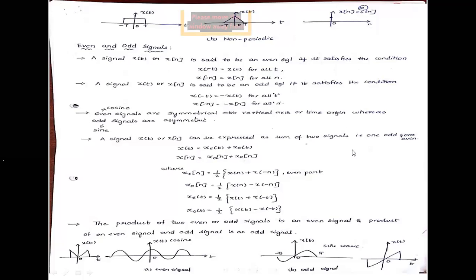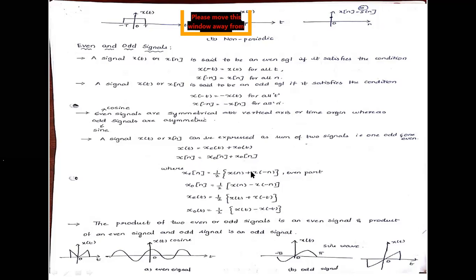The sum of the two signals, odd and even: let x of t be equal to xe of t as an even function plus xo of t as an odd function, for continuous. And for discrete, it is represented as x of n is equal to xe of n as an even function, the first term, plus xo of n as an odd function. Okay. What is the xe of n from these two functions? Xe of n is obtained by adding the two functions: xe of n is equal to 1 by 2 of x of n plus x of minus n, as an even part.